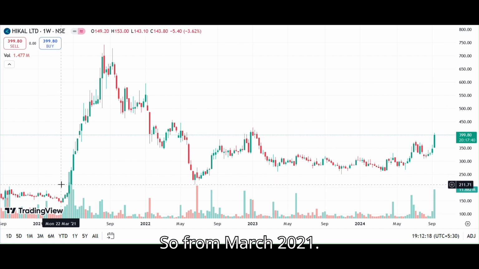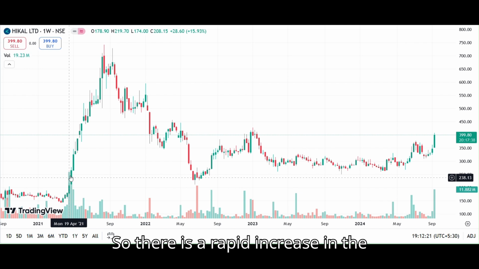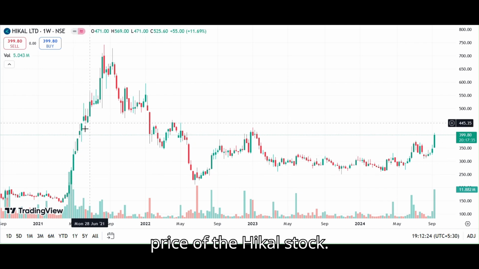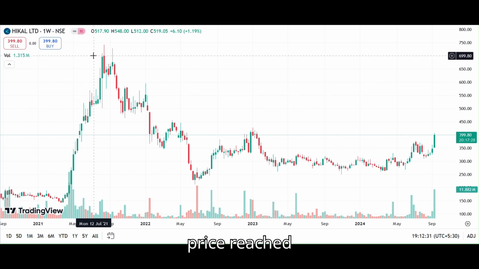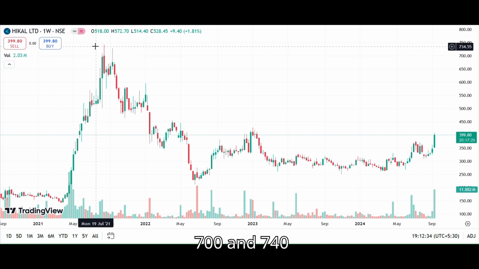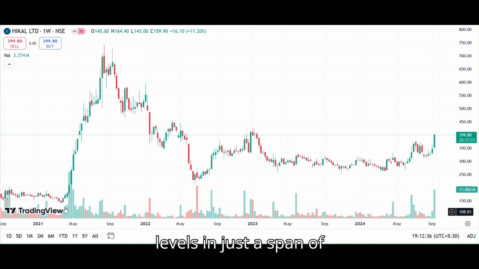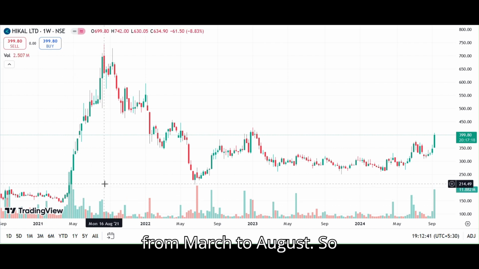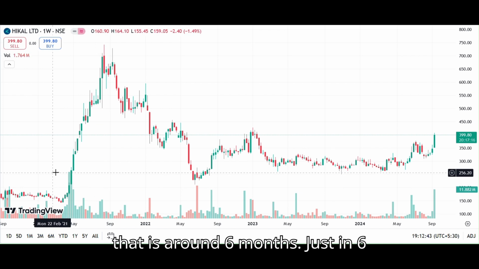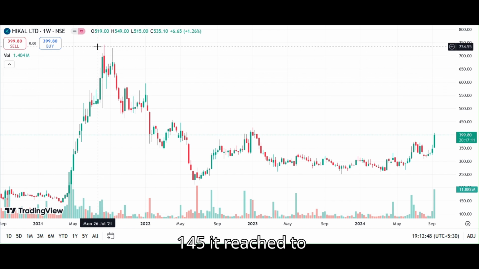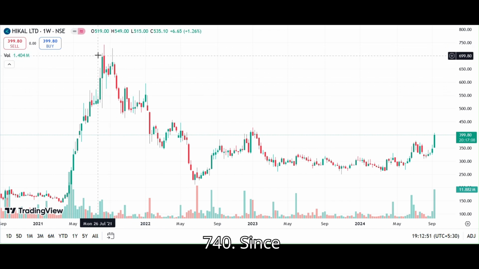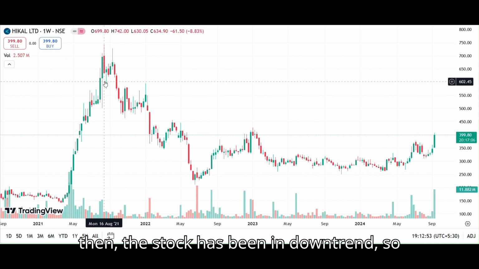From March 2021, there is a rapid increase in the price of the Hikal stock from 136, 145. The stock price reached 700 and 740 levels in just a span from March to August. That is around 6 months. Just in 6 months, the stock price went from 145 to 740. Since then, the stock has been in a downtrend.